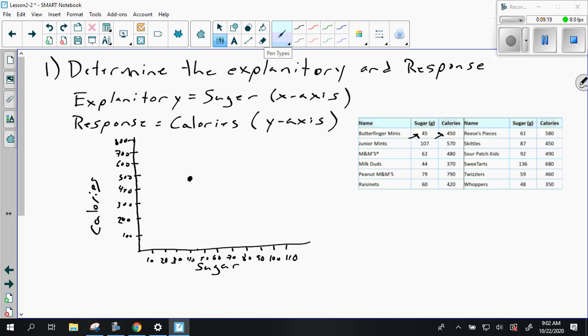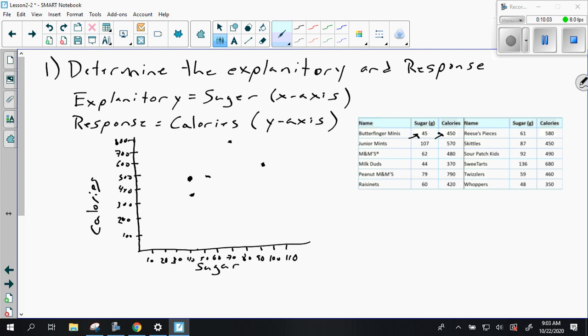Okay, let's do it again. Junior Mint is at 107, 570. So 107, 570, just kind of trying to get that as close as possible. 62, 480. 62, 480, maybe right about there. And then Milk Duds is at 44, 370, maybe right about there. All right, and then we'll just keep going on through this. 79, 790, right about there.